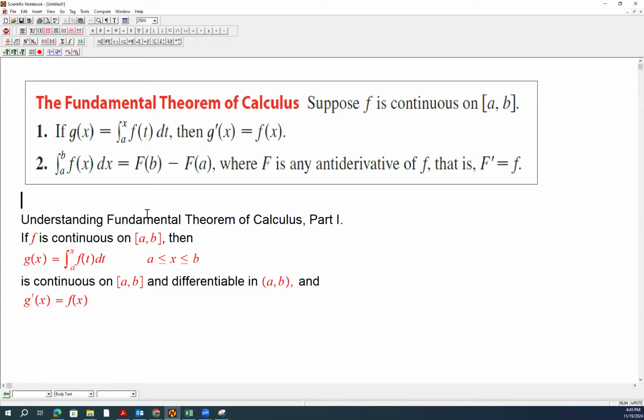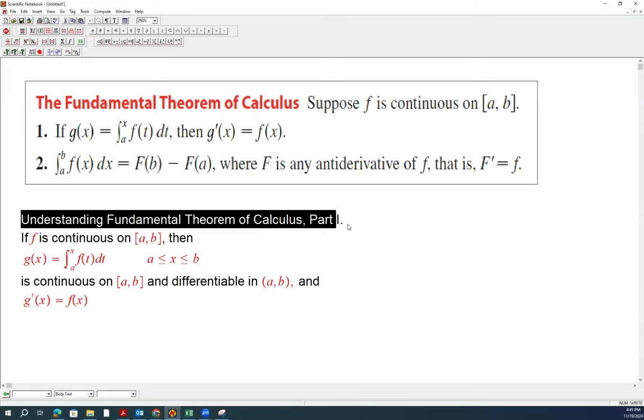So in this lesson, the title would be Understanding the Fundamental Theorem of Calculus Part 1. And in another recording, we'll have a proof of Fundamental Theorem of Calculus Part 1. But we're going to place the understanding of this Part 1 first. Fundamental Theorem of Calculus Part 1 has the following statement.